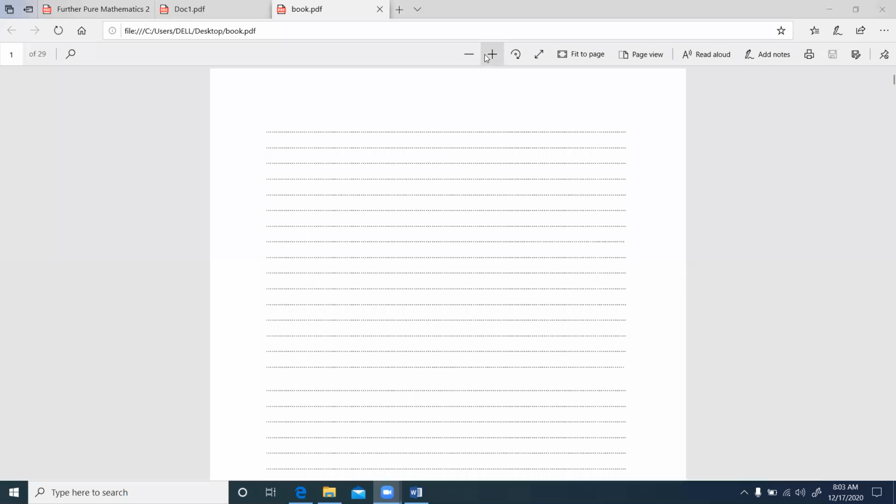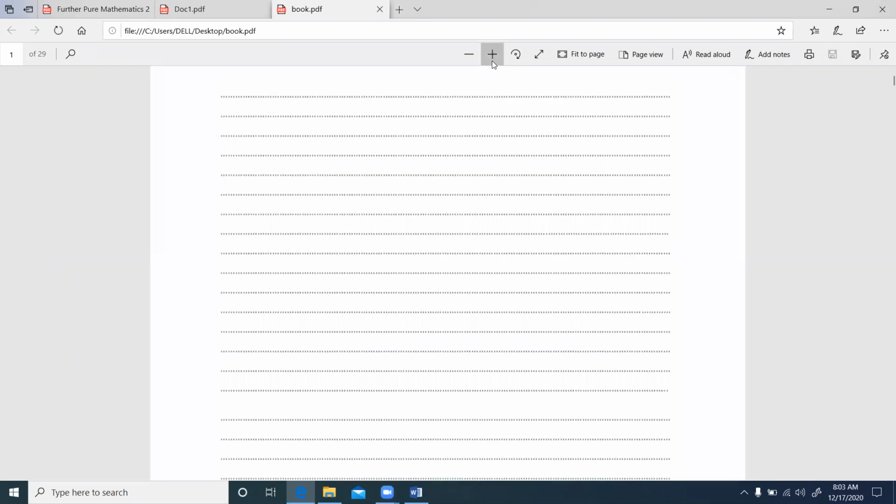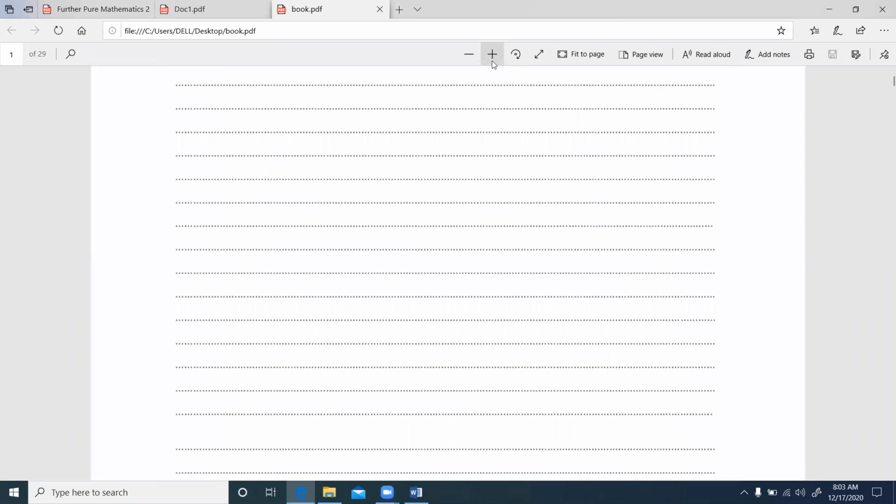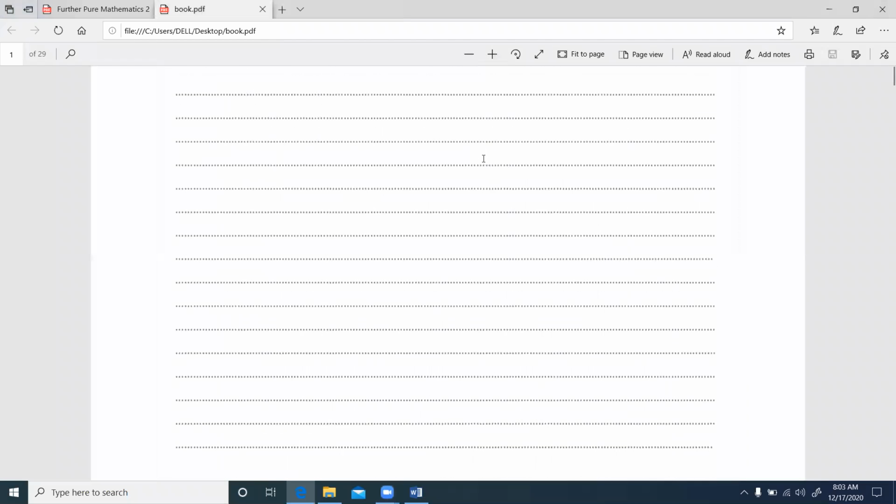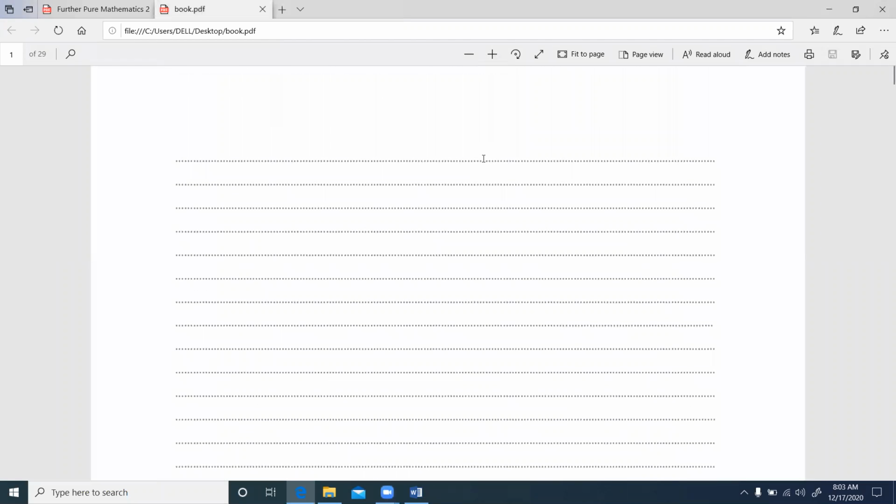Right. So when you come up with second order differential equations, I told you in the last session there were two parts to a solution. The first part is a complementary function, and the other is a particular integral.